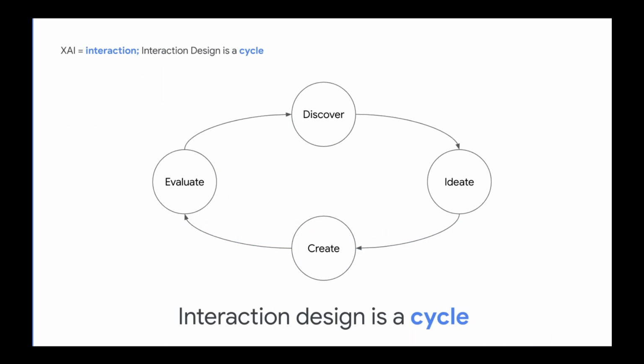And one thing I'll highlight from my field: interaction design is a cycle. I think it's important and healthy to expect, when you design something with an explanation, that you're going to have to evaluate it. You're going to have to ideate around different ways of presenting that information and different ways of interacting with that explanation, going through this cycle a few times, because that's the workmanship of interaction design.